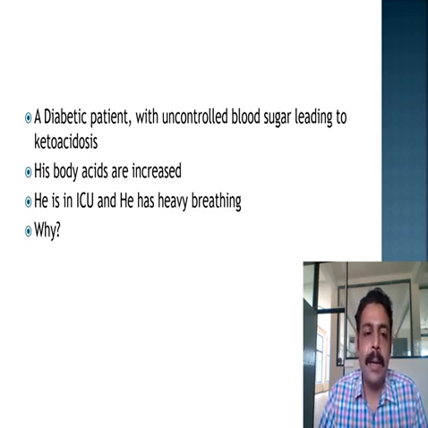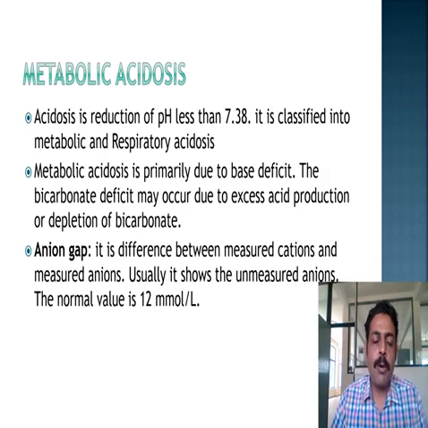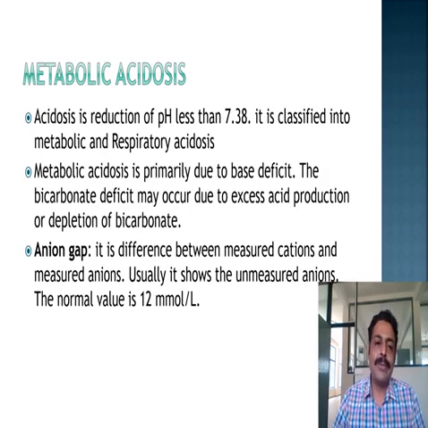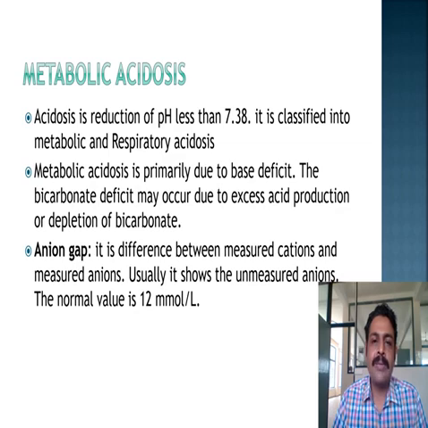Yes, I accept. He is in ICU. Why is he in ICU? Because he is having heavy breathing. He is having hyperventilation. Why is he having hyperventilation? That is the point. So this problem is called metabolic acidosis because his acid production is more. This keto acid production is more. So it is from the metabolism. So we call it metabolic acidosis. Acidosis is the pH reduction to less than 7.38.